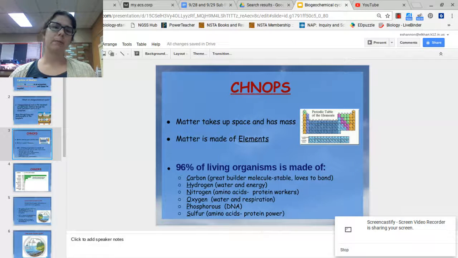Now, remember from middle school, that matter is anything that takes up space and has mass. So it's anything made of elements, it's got molecules, it's the atoms. And how these come together and arrange themselves gives us the different substances. And so if you remember talking about the periodic table, this is where we find many of our elements.